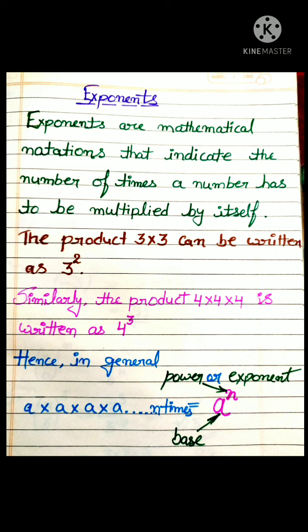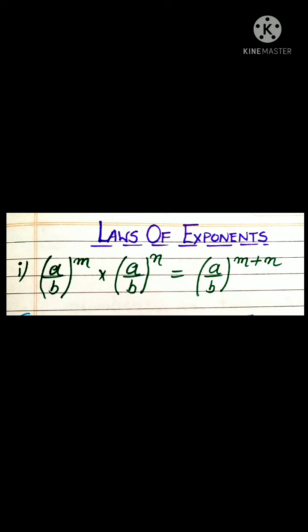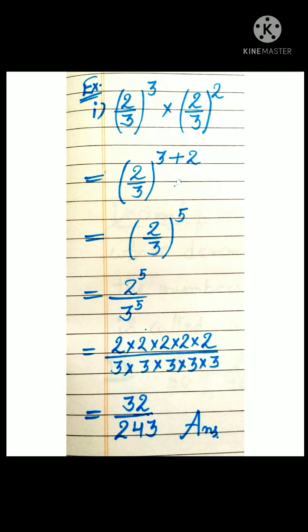And yesterday we also started the laws of exponents. This is the first law which was discussed: (a/b) to the power m into (a/b) to the power n, which is in multiplication. If we have two numbers in multiplication and they have the same base, then their powers add. As you see in the example, it is (2/3) to the whole power 3 and (2/3) to the whole power 2. In both the numbers the base is the same, that means their powers will be added.